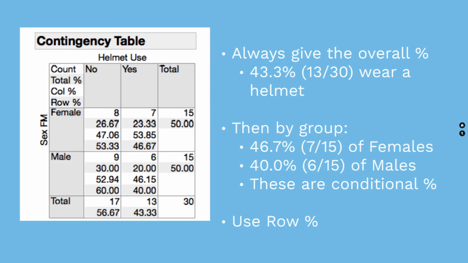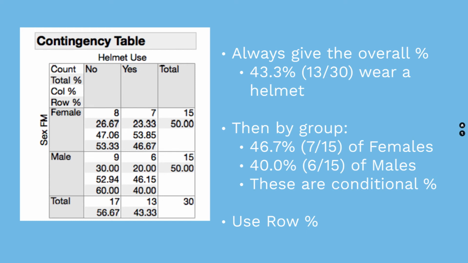You can see in a contingency table that your X variable becomes the rows. Here we have female and male. And your Y variable, your outcome, is the columns. Helmet use, no or yes. You always want to give the overall percentage of your outcome. So 43.3% or 13 out of 30 wear a helmet. That's your overall percentage of your outcome of interest.